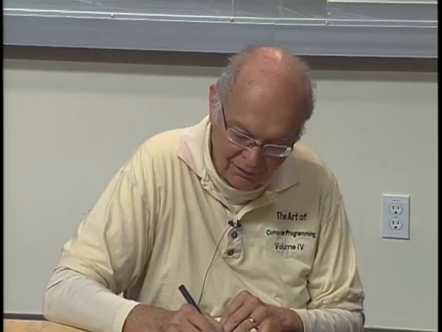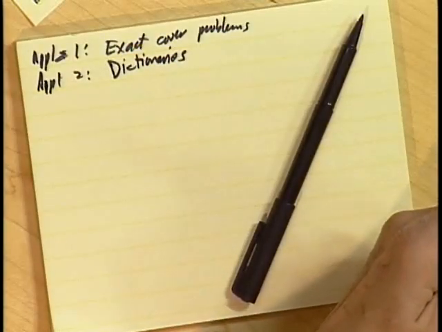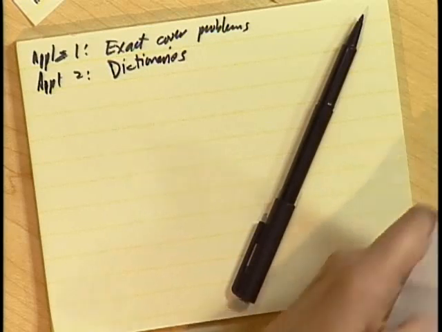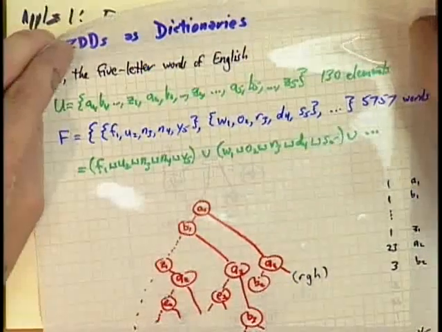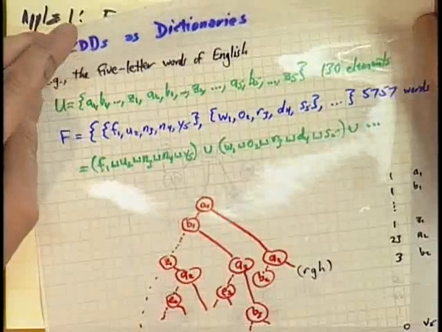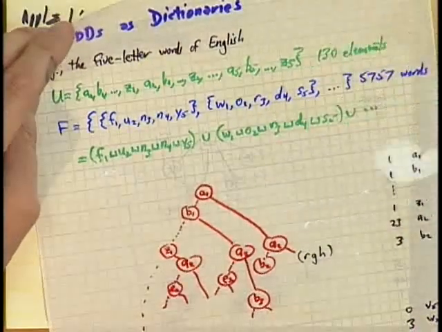Now, all right. So that's application one. Application two. We're running short of time, so I've got to go quickly: dictionaries. There's lots and lots of great ways to store collections of words that are already well known in computer science. But ZDDs can also do some things that these other things don't. So here's an example. Suppose I'm doing the five-letter words of English. I've got many examples in my book based on the set of all five-letter words in the English language, and it turns out there are exactly 5,757 such words, according to my definition.